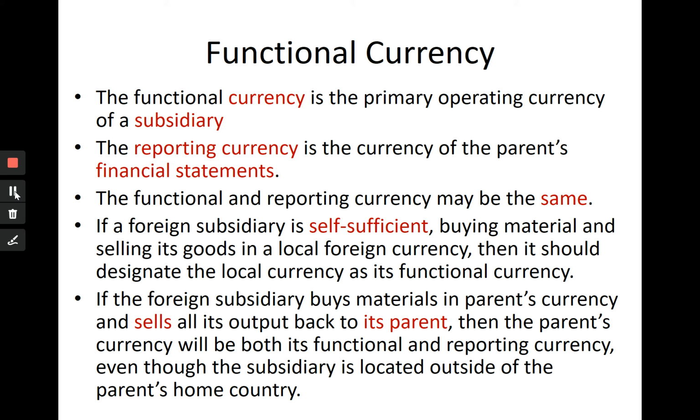If the foreign subsidiary buys material in the parent's currency and sells all its output back to its parent, then the parent's currency will be both its functional and reporting currency, even though the subsidiary is located outside of the parent's home country. And in this case, essentially the whole translation lecture that you are getting here would not be used. You could forget this lecture. Of course, this case is there, otherwise I would be out of business, right?